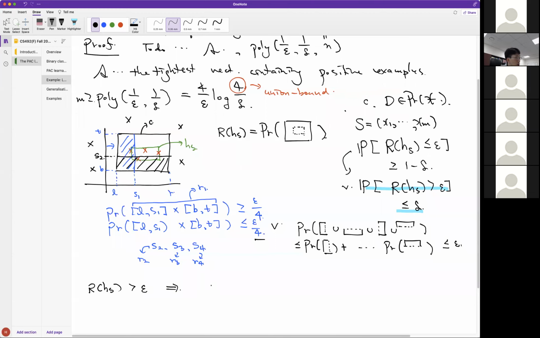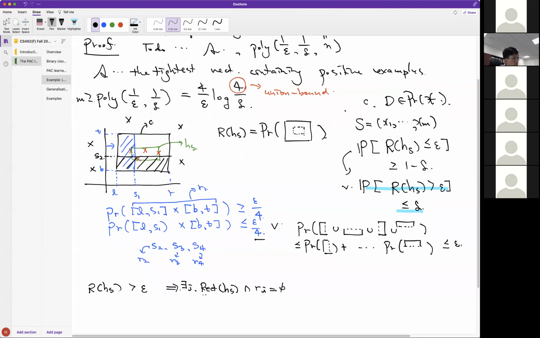the rectangle defined by HS, if the error is greater than epsilon, then the intersection of the Ri is equal to the empty set for some i. Why is that the case?